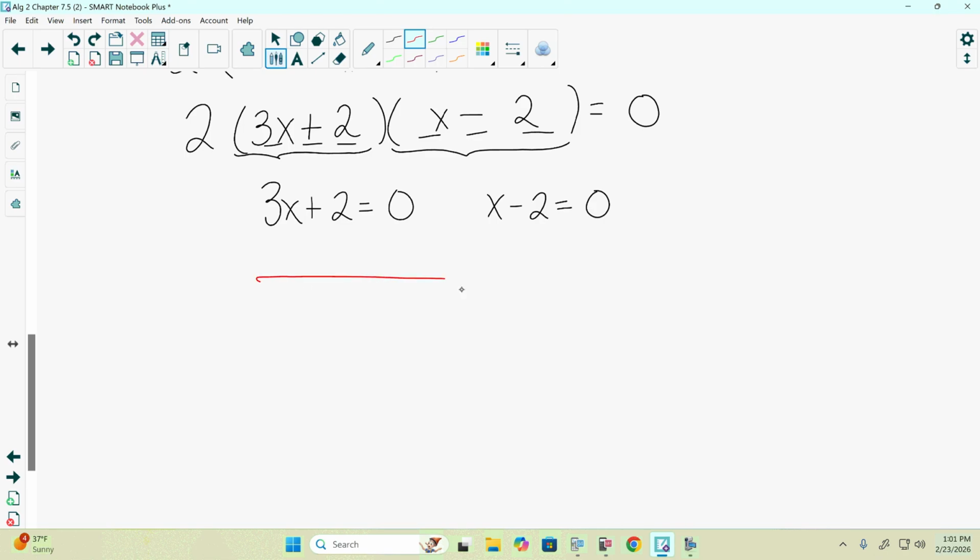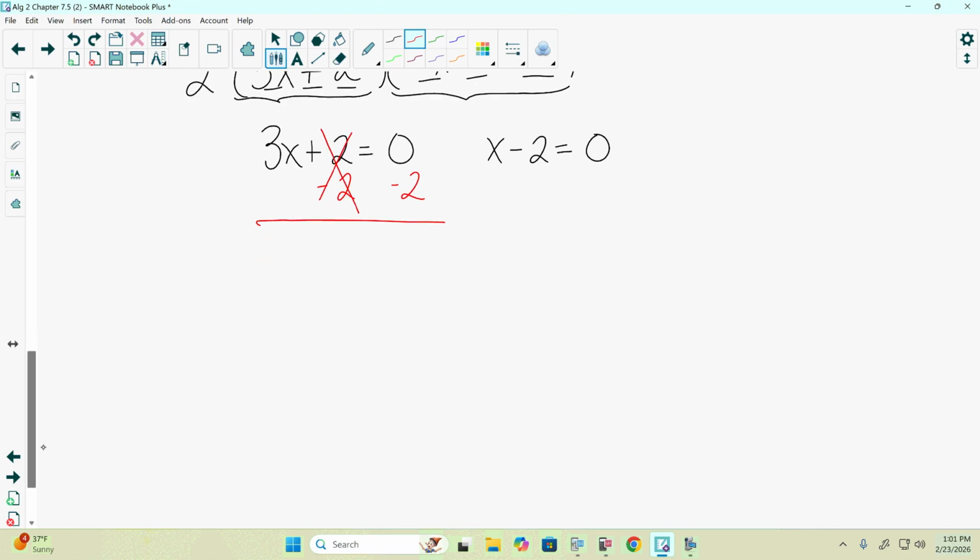And now that we have it set up this way, we can solve for x. So with our 3x plus 2, the first thing we can do is subtract 2 from both sides. And our 2 minus 2 would be 0, telling us that we have 3x is equal to negative 2. Then we would divide both sides by 3, telling us that x is equal to negative 2 thirds.